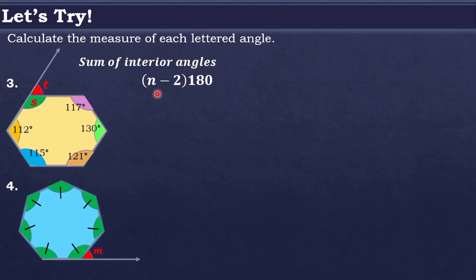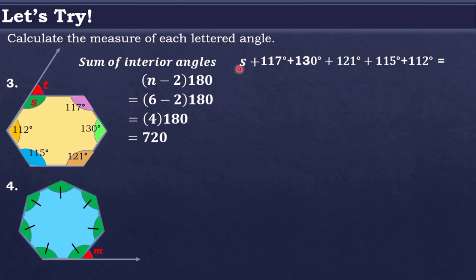Ang importante po doon, yung n minus 2 ita-times sa 180. Okay? So, what is your n? We have 6. So, 6 minus 2, that is 4. 4 times 180, so that is 720. So, dapat ito po ay 720. So, i-add natin lahat. So, the measure of your angles is S plus 117, plus 130, plus 121, 115, and 112. The sum must be 720. Okay, so let us solve.